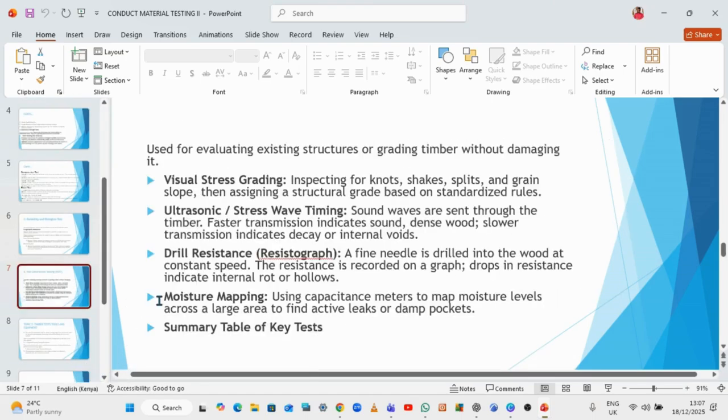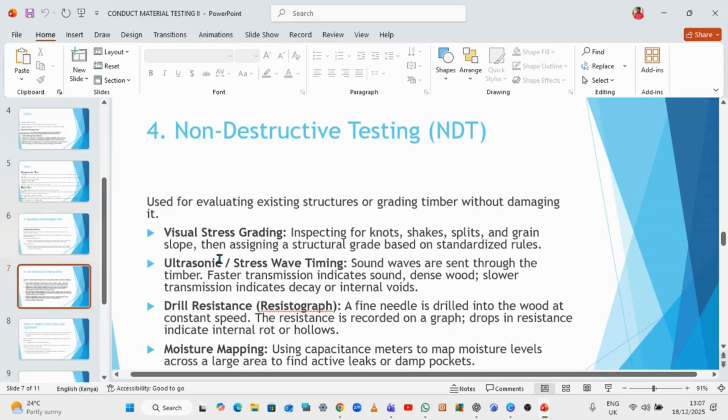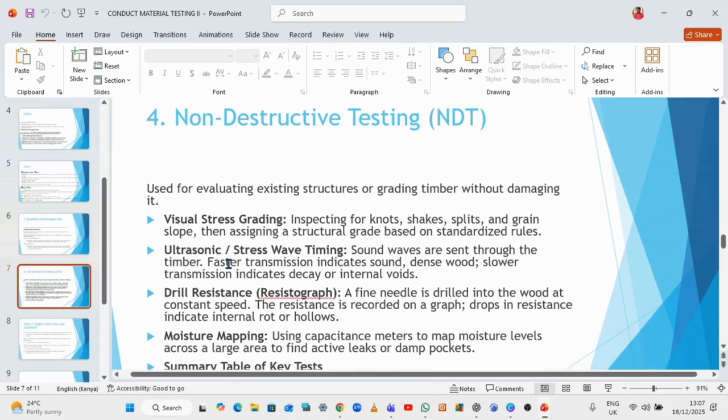Lastly, I think I can check the non-destructive testing. That is the fourth testing in wood or timber. Here, it is used for evaluating existing structures or grading timber without damaging it. First thing we have to check is visual stress grading. We check by inspecting for knots, shakes, splits, and grain.